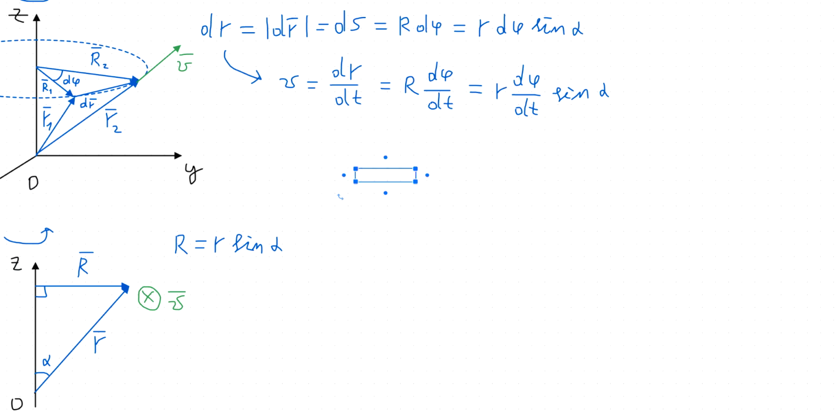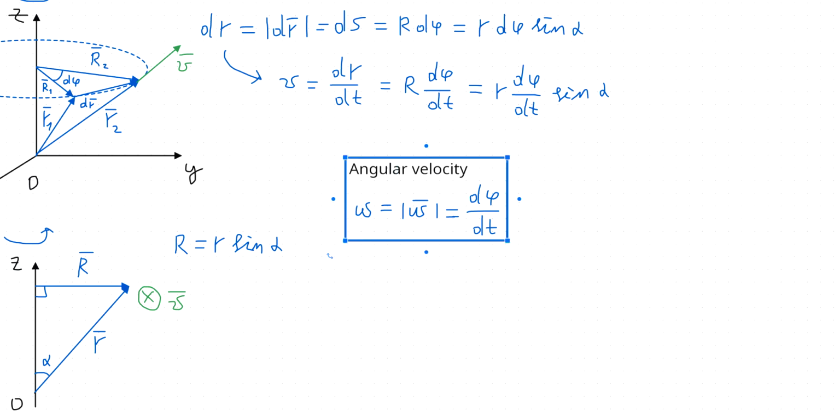Let's define this. So angular velocity. The absolute value of angular velocity is equal to the derivative of the angle of rotation, dφ by dt. Now this is angular velocity.